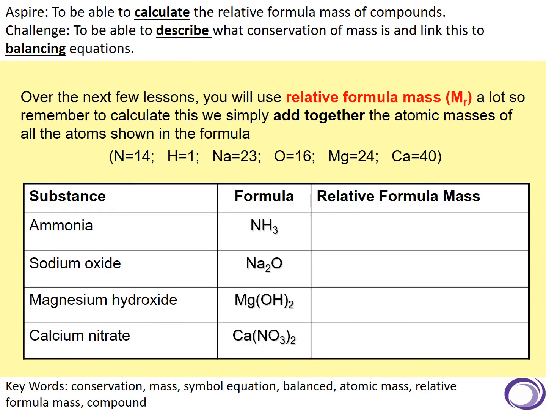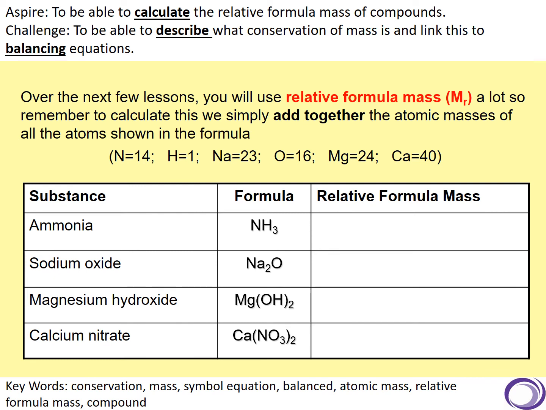So over the next few lessons, you are going to use relative formula mass quite a lot, but we just need to remember that. I've given you the atomic masses of each of the elements that are involved in these particular compounds. And what you also need to do is remember what those brackets meant when we were looking at formula. So again, looking at these, we're going to do one example together. So ammonia, its formula is NH3.